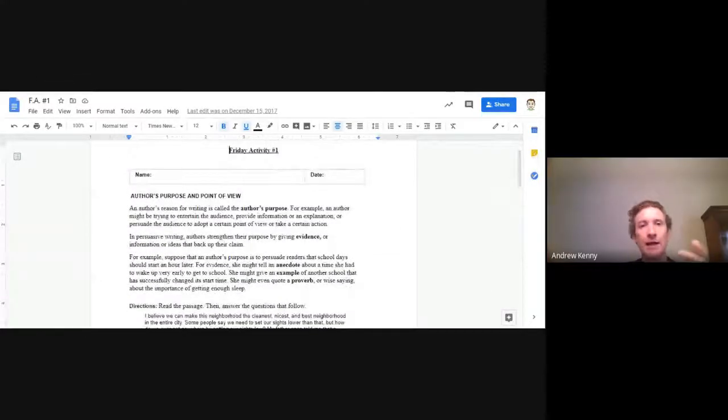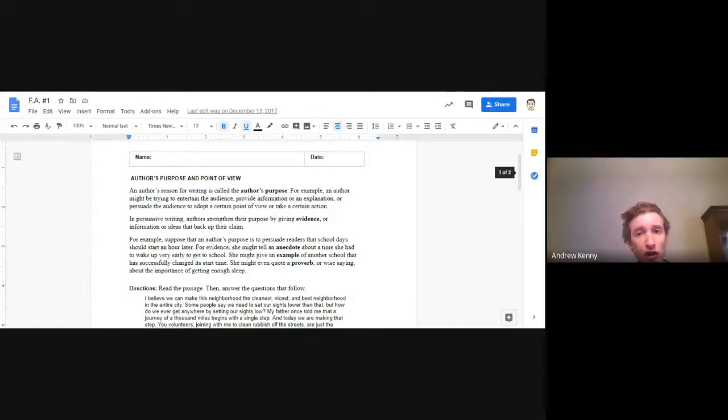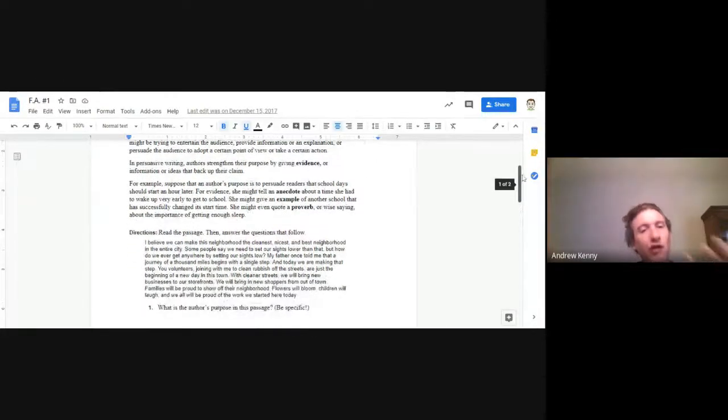So the first one, it tells me that this is about the author's purpose and point of view. It describes what the author's purpose is. It talks about the fact that the author's purpose uses evidence, and then it gives you 3 different examples of evidence, like different types of evidence, right? So we have anecdotes, which is just a story about something that happened to you before. An example, which is, we all know what an example is. And then, of course, there's a proverb, which is a wise saying. So these are 3 different things that an author might use in order to show their purpose. These are the 3 different types of evidence. So read through that once or twice, understand what they're talking about before you do the assignment itself.